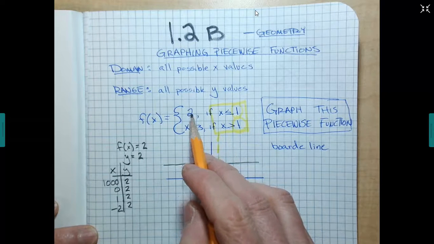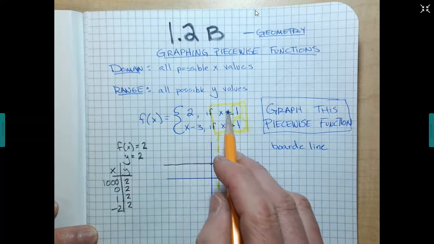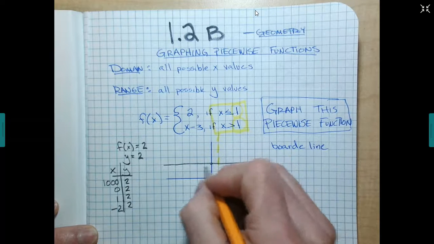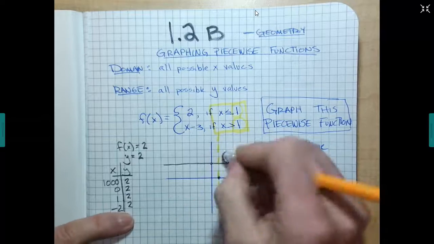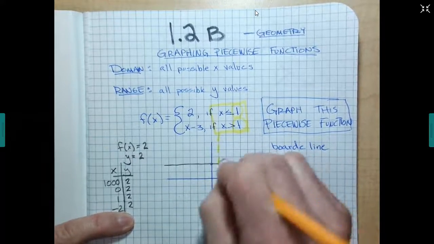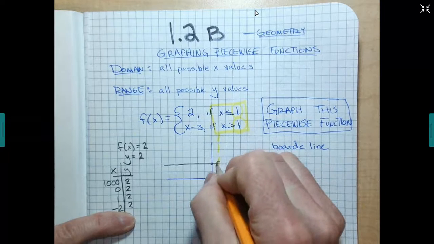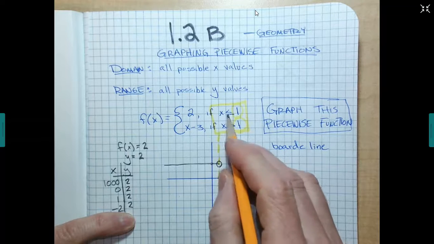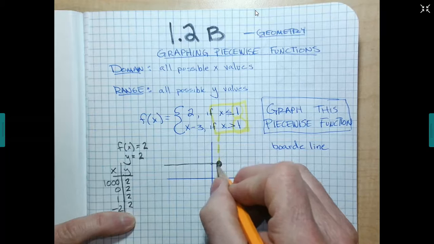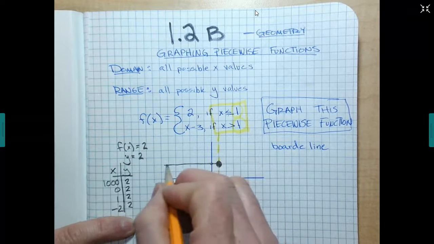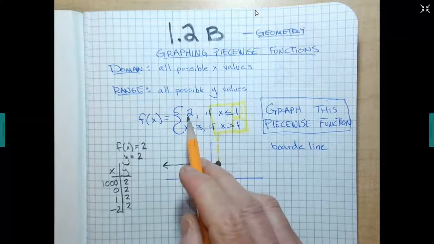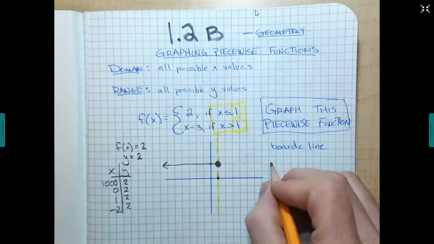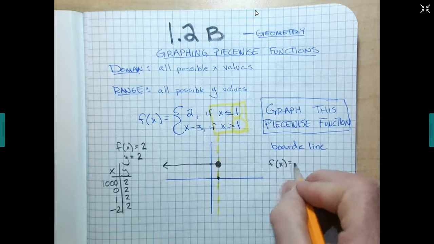So f of x equals 2 if x is less than or equal to 1. So less than or equal to 1, so it would be everything on this side. So I'm going to go ahead and erase this whole side of my line. And it's right here. Now it's less than or equal to, so what do I do with my circle? If it's equal to, I fill that circle in. So this right here, that's my first piece of my piecewise function. Now I'm going to take this second one, f of x equals x minus 3.